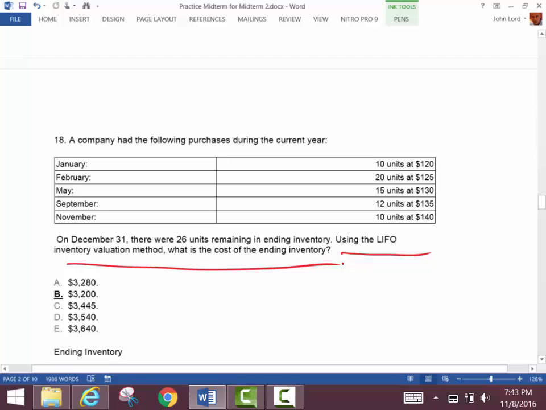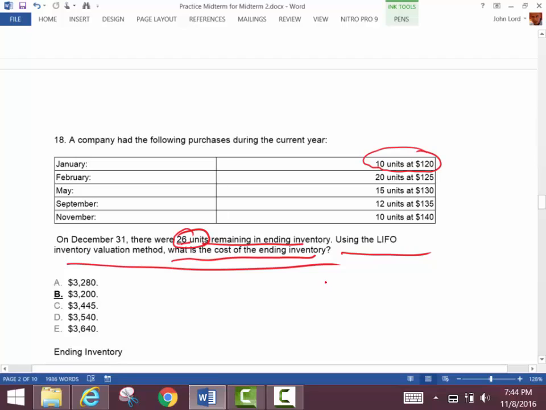Okay. So let's go ahead and take a look at this one. They're asking what is the cost of the ending inventory. And I have how many units? 26 units in ending inventory. So we're assuming that it's last in, first out. So these earlier purchases are all gone, we assume, don't we? So we're now assuming that we're left with these ones in the bottom of the pile. So there's 10. How many do I need total? 26. I need 26 total.